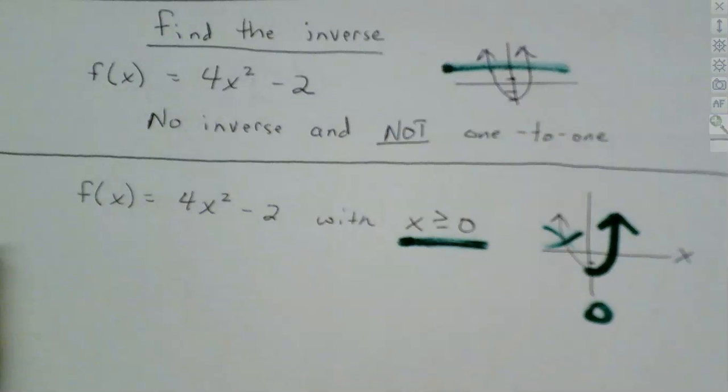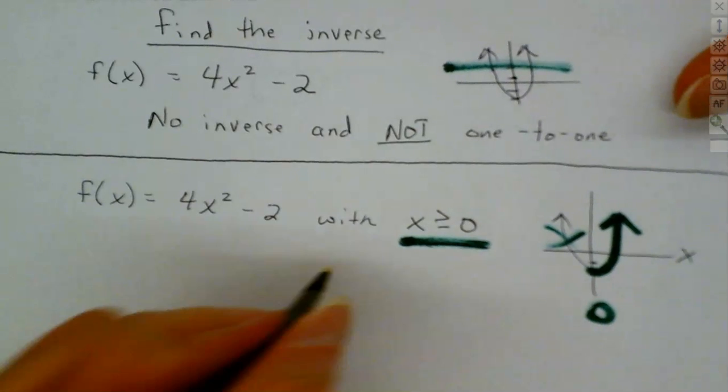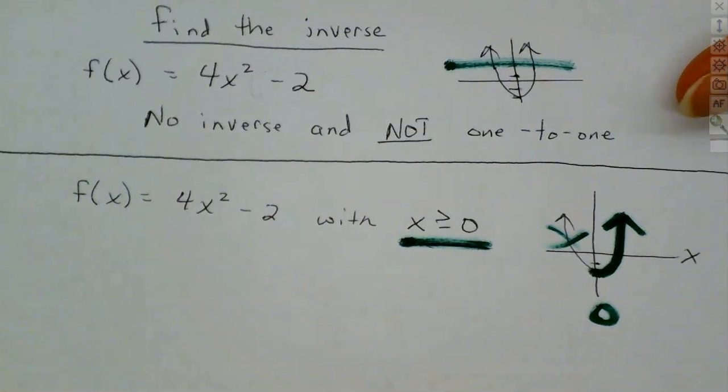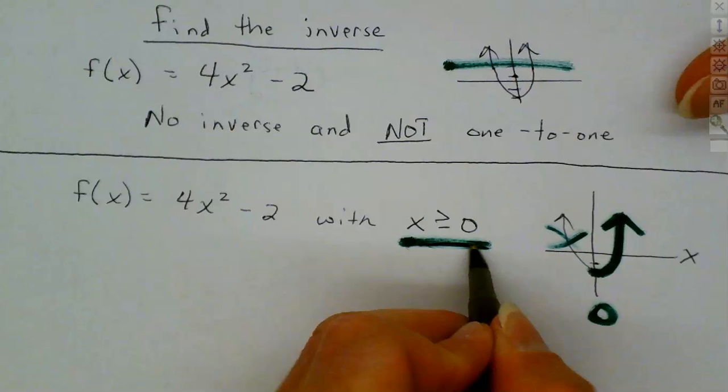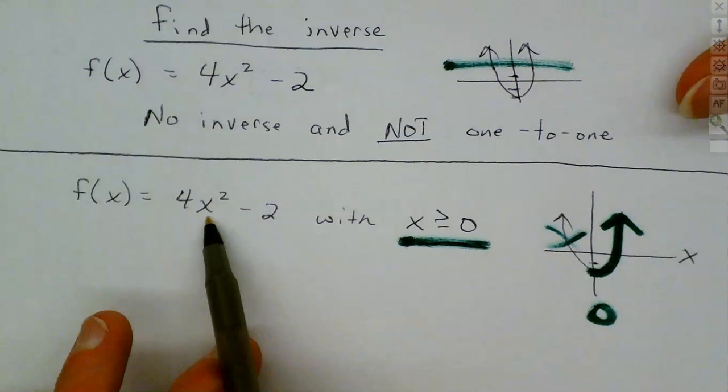Now we also need to find the range, because the range becomes the domain of the inverse. So on this one, if x is greater than 0, what happens if I plug in 0?